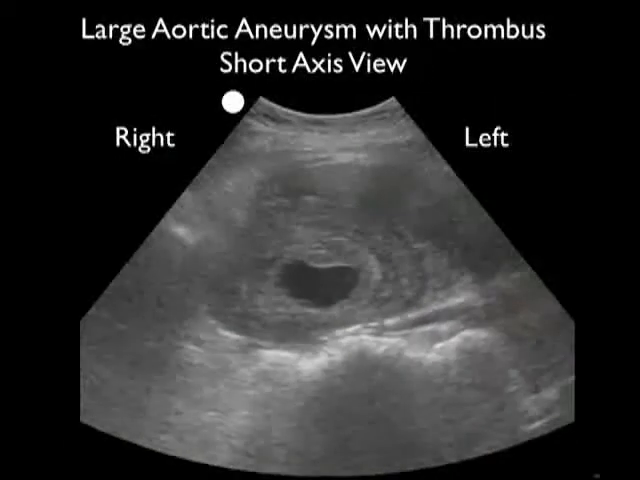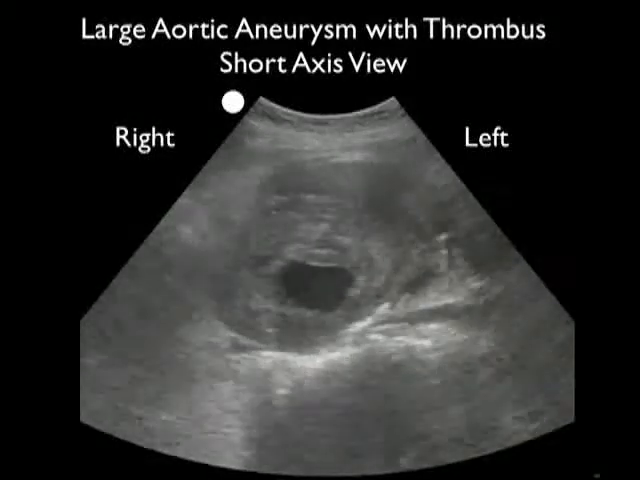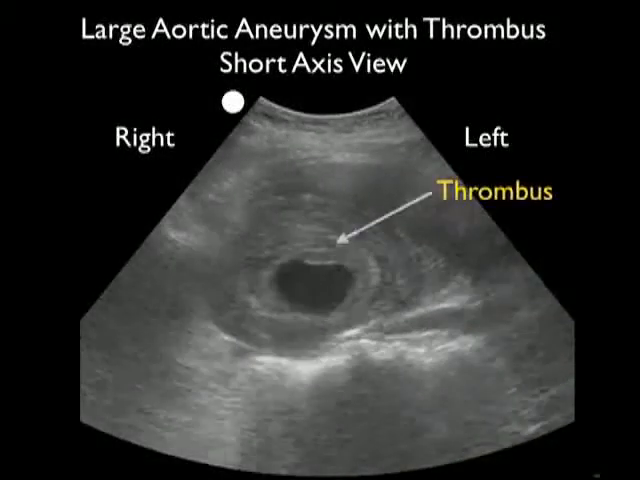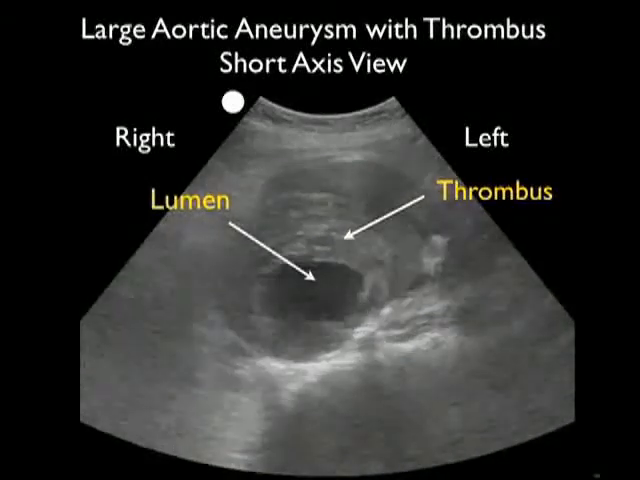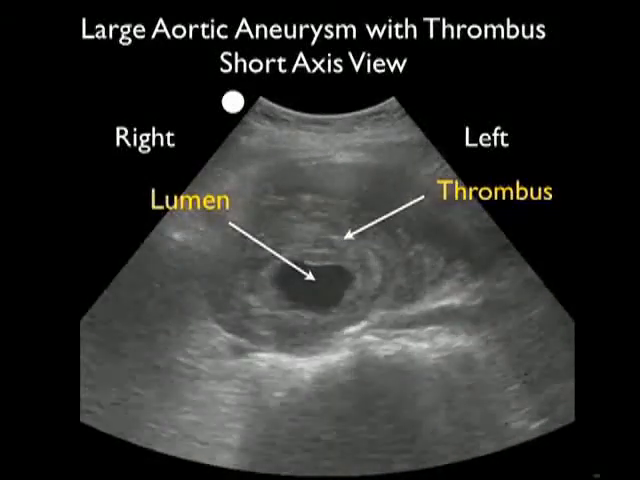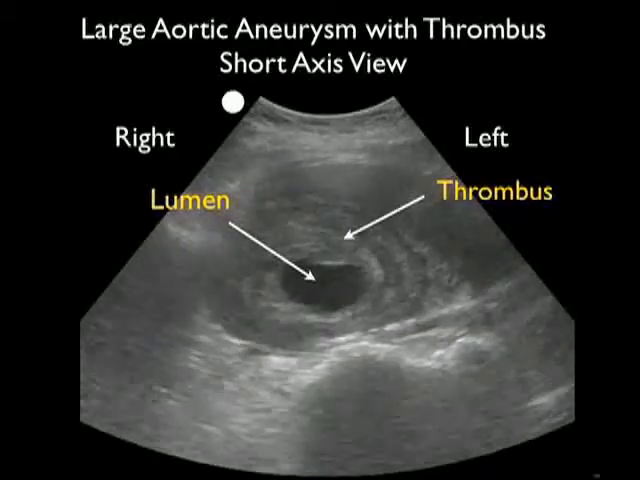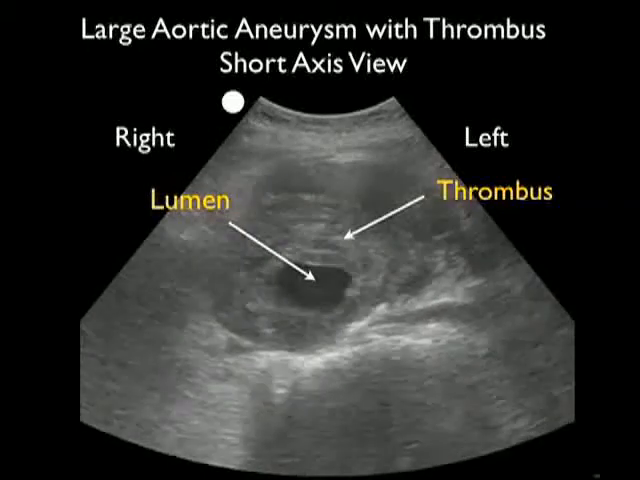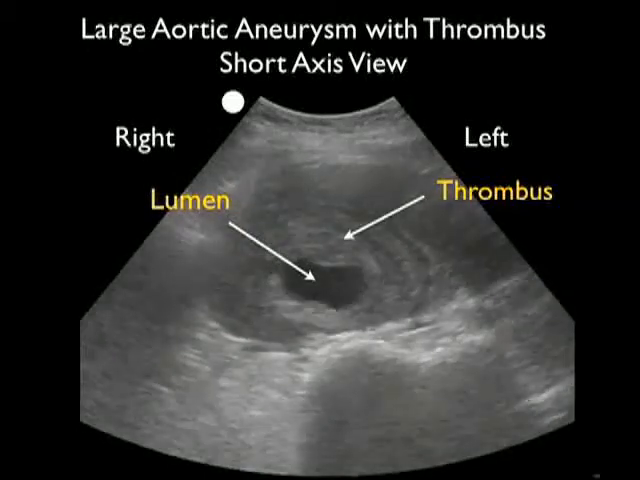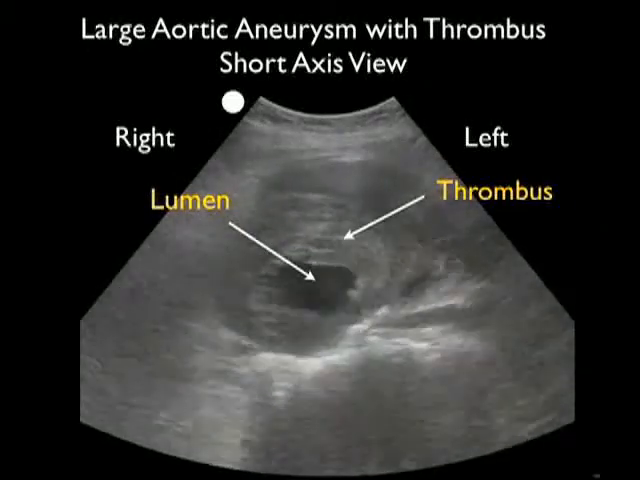This video clip shows a very interesting AAA with multiple onion skin layers of thrombus surrounding a very small lumen towards the middle of the AAA. And notice again that we could vastly underestimate the true dimensions of this AAA if all we included was the lumen. We see here a very large burden of clot surrounding the lumen circumferentially in a short axis orientation.